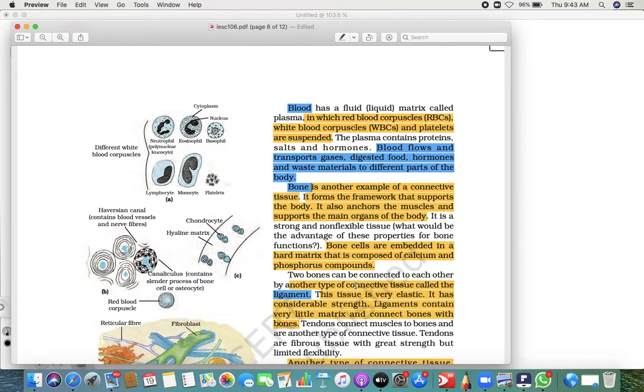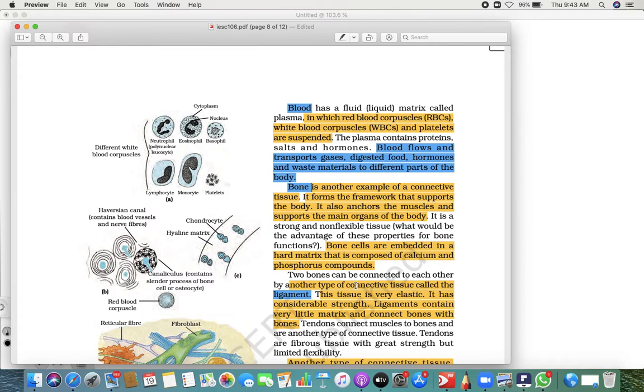We know that in our fingers, even our ankle, there are joints, we can move our hands and do this. So between two bones, there is something called ligament. Ligament is a connective tissue. This tissue is very elastic. Many players, if you have heard, their legs get bent, or they have some cartilage problem and all those things.